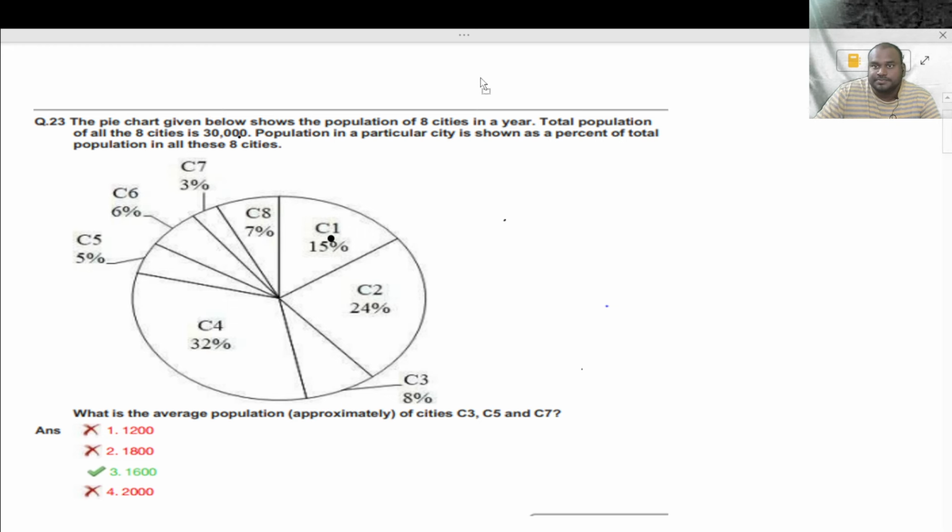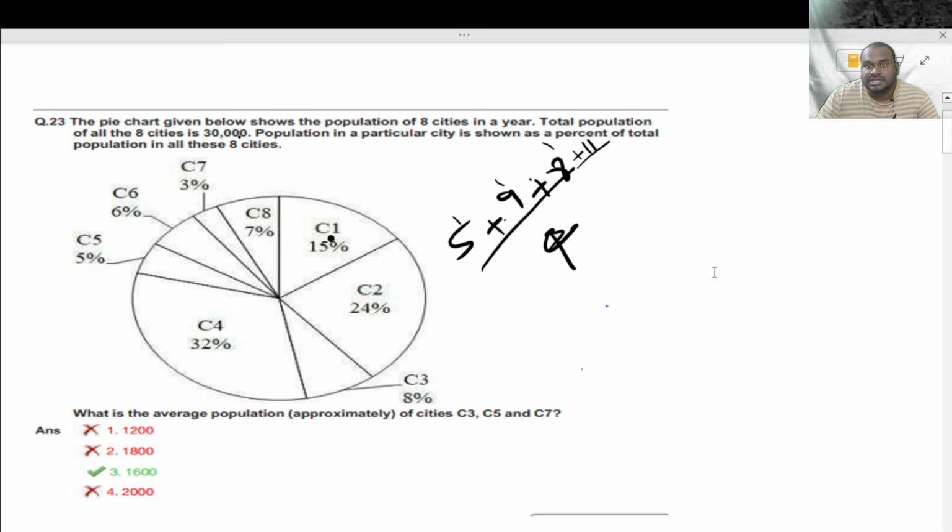Suppose there are three numbers: 5, 9, and 8. If somebody asks you to find the average, then you have to add them up and divide by how many numbers there are: 1, 2, 3. So divide by 3. If there is one more number, 11, then the average should not be divided by 3, it should be 4, because there are 4 numbers. Like that, average is calculated.